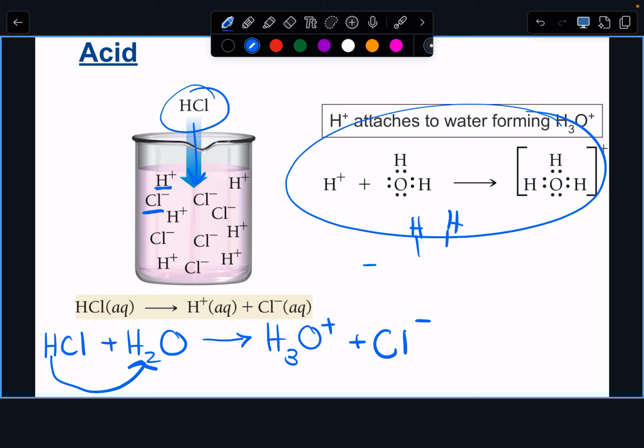So when you show the water, it's a little bit easier to see that than if it just kind of breaks apart. So it's donating it to the water, which becomes H3O+, and the chlorine is left behind.